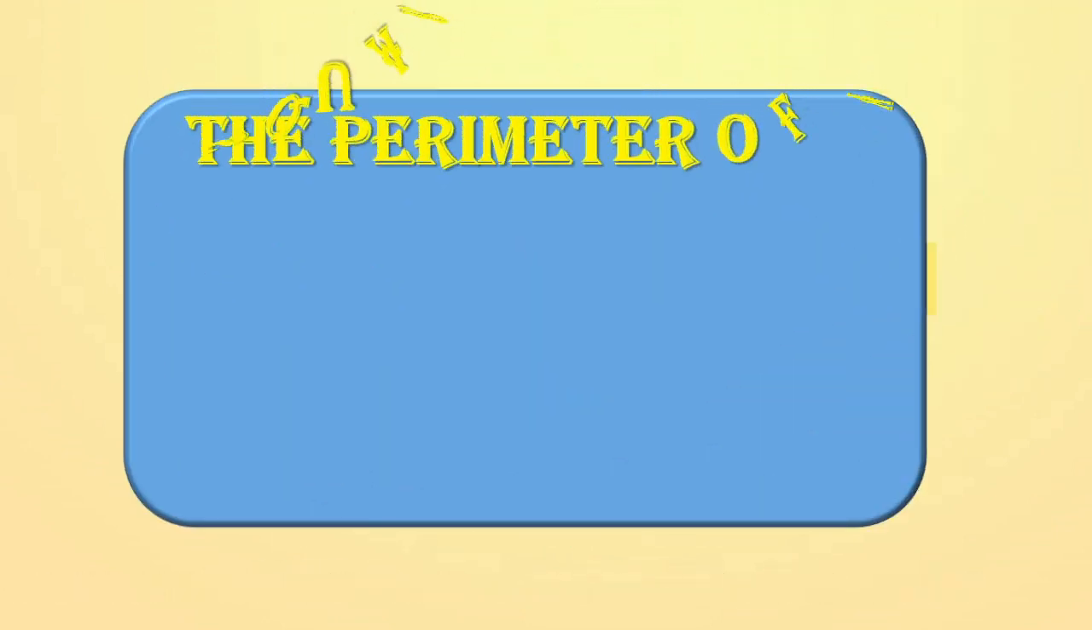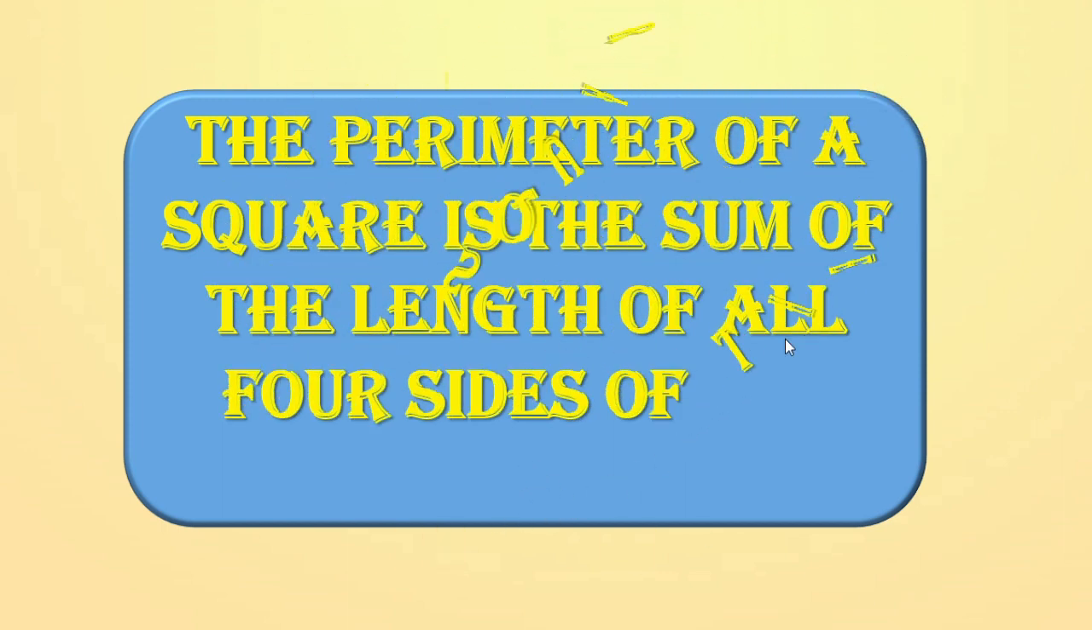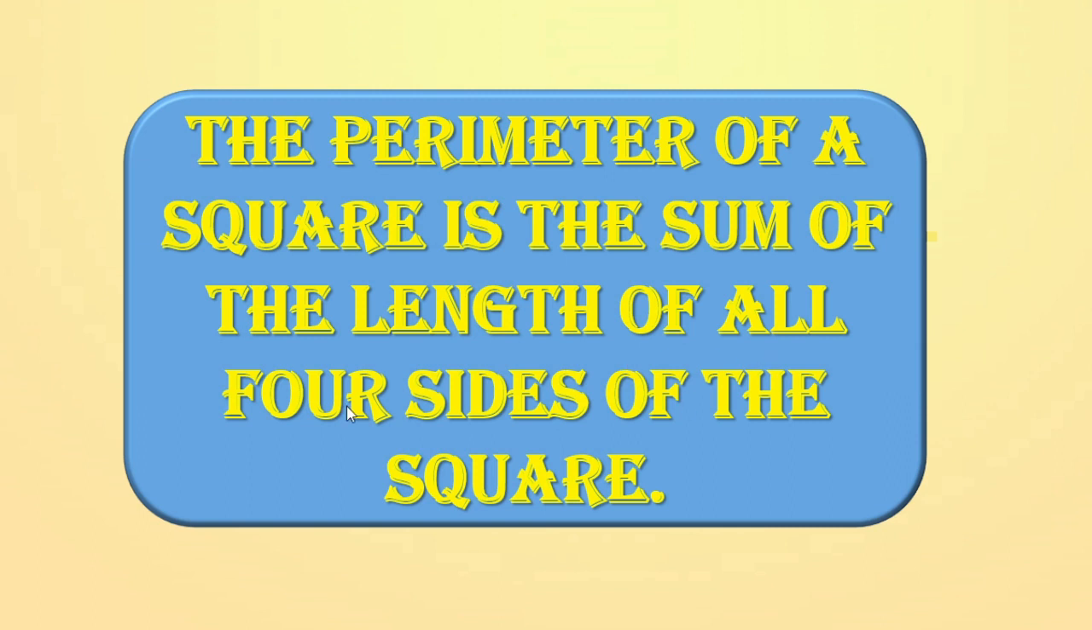Now before that, see this: the perimeter of a square is the sum of the length of all four sides of the square. Got this? Sum of the length of all four sides. Got this?